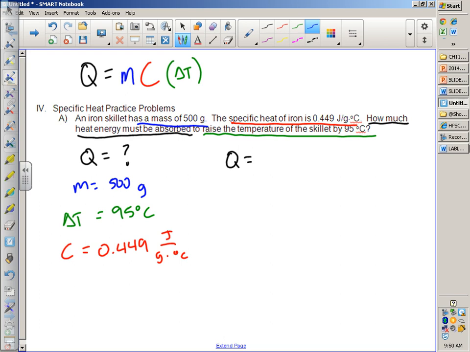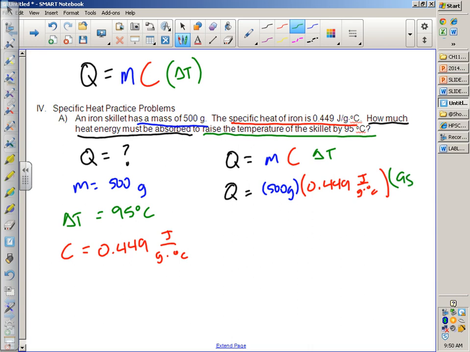Q is equal to M times C times delta T. So now we start plugging in things that we know. We don't know Q, that's our unknown. They told us that the mass was 500 grams. They told us that the specific heat was 0.449 joules per gram degrees C, and then it told us that the change in temperature was 95 degrees.